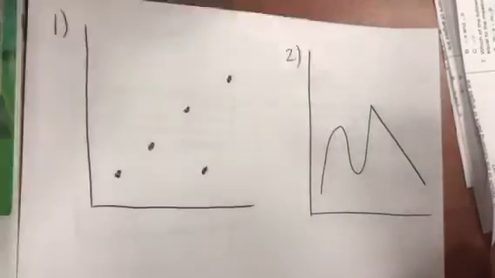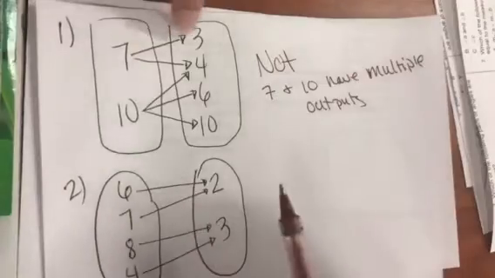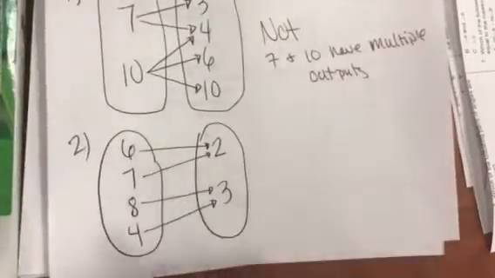That would be the other function, but not this way, because you're coming out of this number, and only one can come out of it. Yeah. Is this a function?